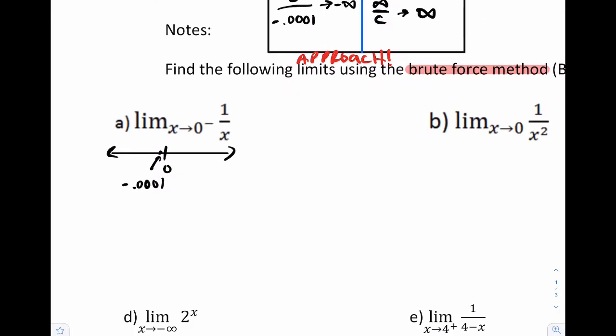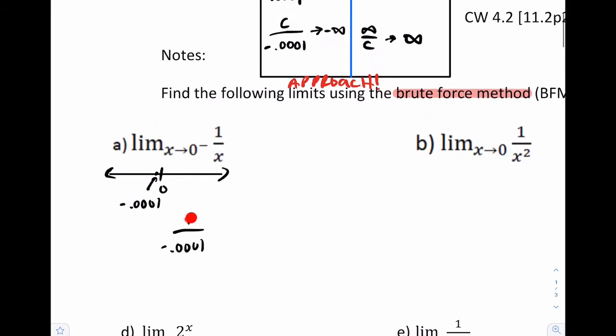We're going to plug that in. So we're going to write 1 over negative 0.0001. Well, didn't we just talk about this? A constant, 1, over a tiny negative number, super tiny right here, that should approach negative infinity. And look, we did it. We did the limit without really doing anything. We just really thought about what should happen.